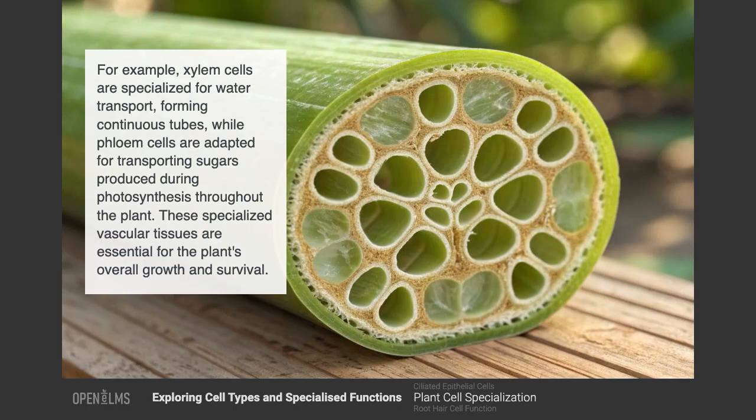For example, xylem cells are specialized for water transport, forming continuous tubes, while phloem cells are adapted for transporting sugars produced during photosynthesis throughout the plant. These specialized vascular tissues are essential for the plant's overall growth and survival.